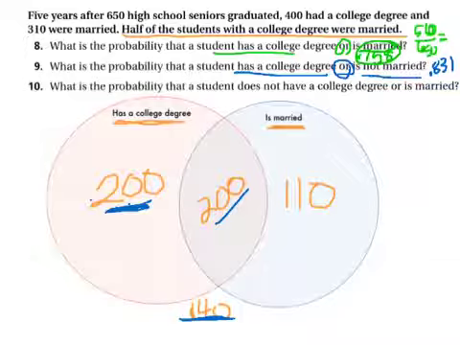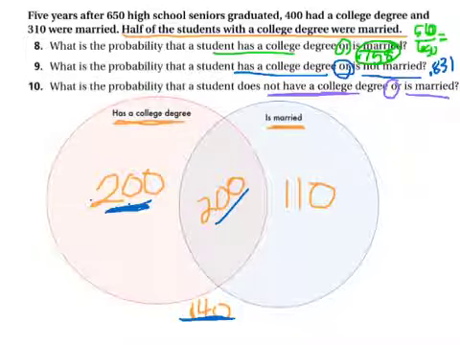Finally, it says, what is the probability that a student does not have a college degree or is married? Now, technically the answer in the book for this is incorrect based on the grammar here, so we'll use the correct answer, not the answer the book has. It says, what's the probability that a student does not have a college degree or is married? So who does not have a college degree?